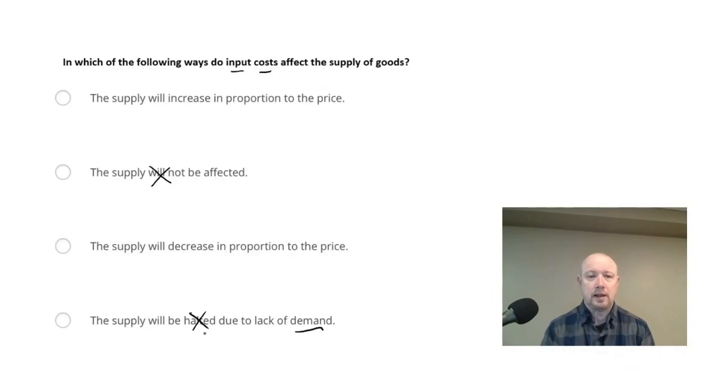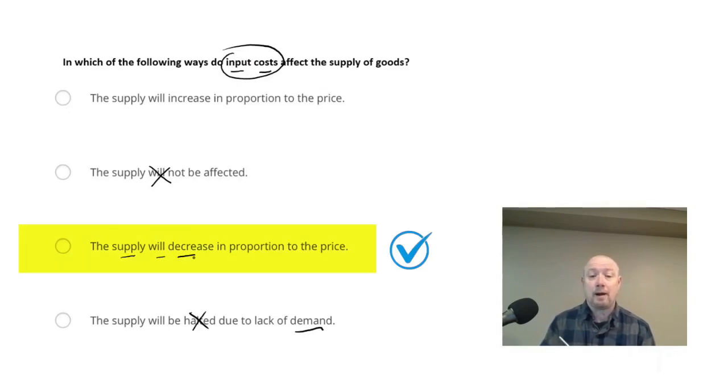So the question is, will the supply increase in proportion to the price, or decrease in proportion to the price? Like we talked about, input costs are affecting the manufacturer, so it's costing them more to produce the product. That means that the supply will decrease in proportion to the price. They're going to have to sell more of that product to have a profit. So this is the correct answer.